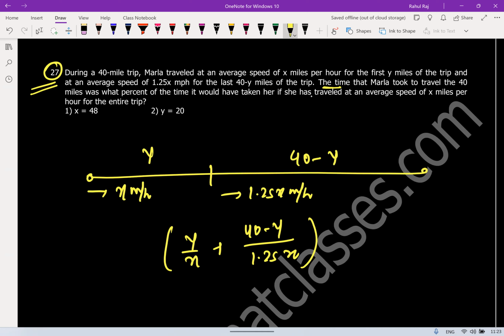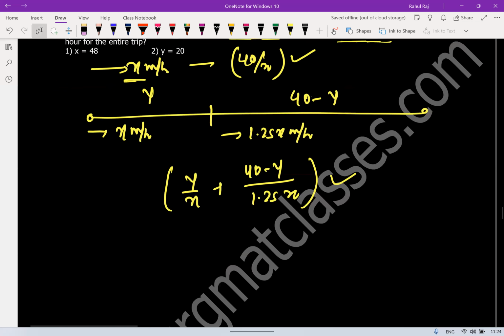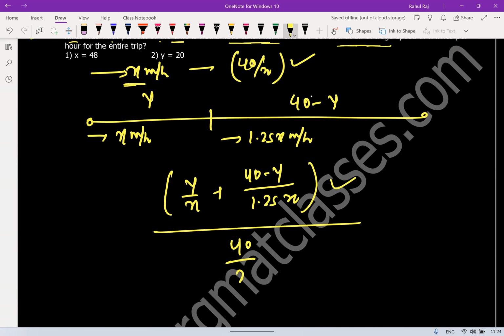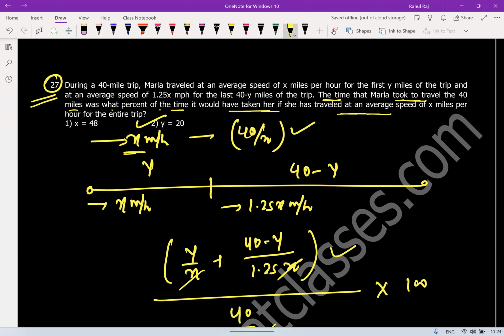So the question says the time that Marla took to travel the 40 miles was what percent of the time it would have taken her if she traveled at an average speed of X miles per hour for the entire trip. If she travels at X miles per hour for the entire trip, the time taken for this is 40 by X. So they are asking you this time is what percent of this time. That's it. So this X cancels. If you know the value of Y, you will be able to solve this. So it would be sufficient to answer it.